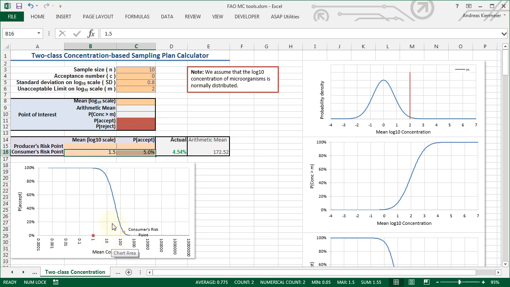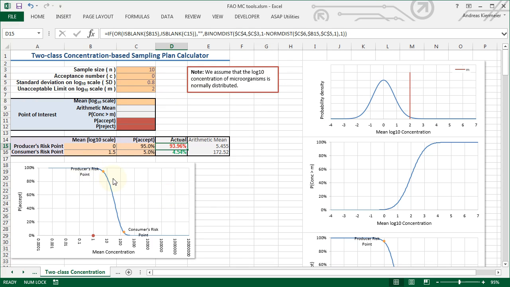And in fact, it may be appropriate in some cases to also specify a producer's risk point. So for the purpose of this demonstration, let's consider that we are interested in a producer's risk point with a mean concentration on the log scale of 0 and a probability of acceptance of at least 95%. So we want 95% or more for the producer's risk point.